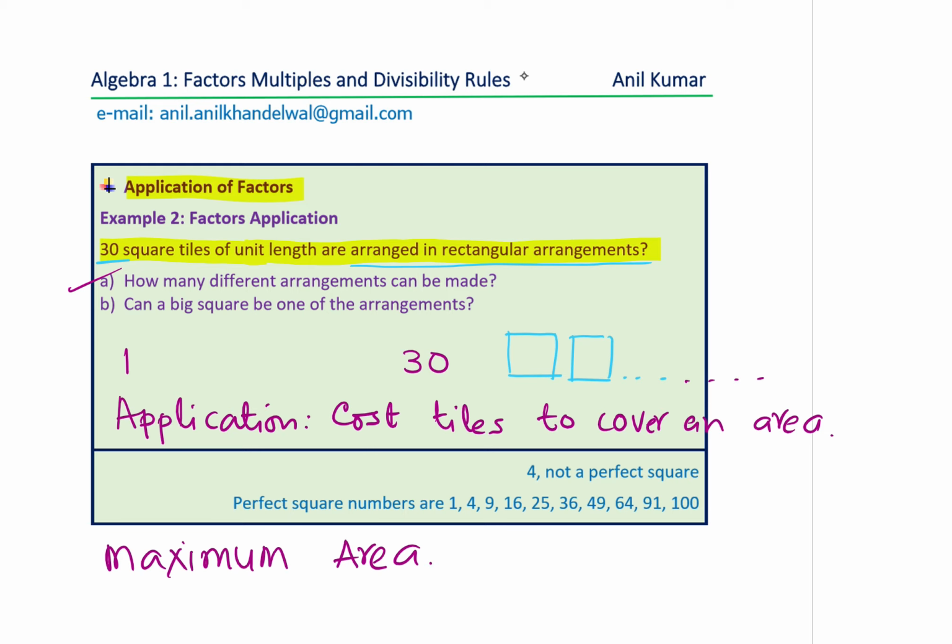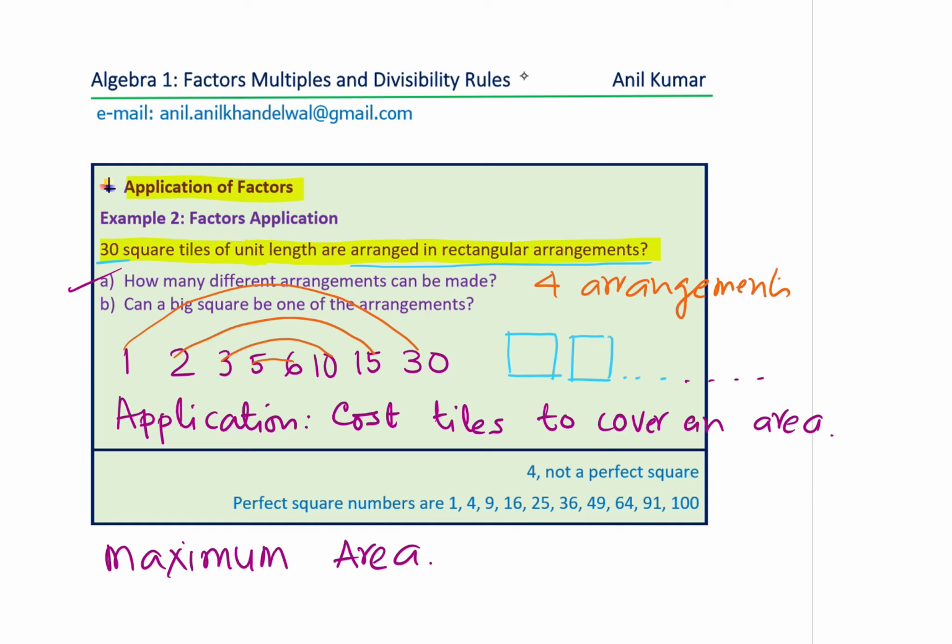And then 30 is an even number. 2 times 15 could be the next combination. 30 is 3 times 10, as we know. 4, no, it doesn't go, but 5 times 6 is the next one. So how many arrangements do we have? Well, this is one arrangement. This is the second arrangement, third, and fourth. So in this case, we have 4 arrangements. Do you see that?